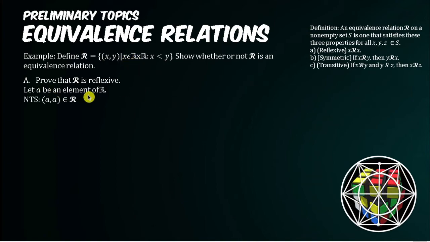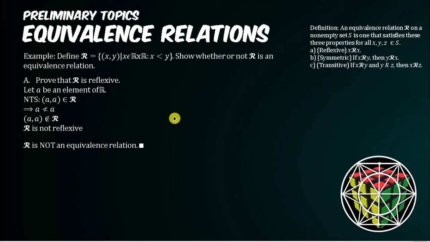So A is an arbitrary element of the set of real numbers. We need to show that (A, A), this ordered pair, is an element of this relation. That is, we need to show that A is less than A, but of course, obviously it's not. A cannot be less than itself. So this ordered pair cannot be included in this relation. So we are not able to show that R is reflexive. So we can immediately conclude that it is not an equivalence relation.